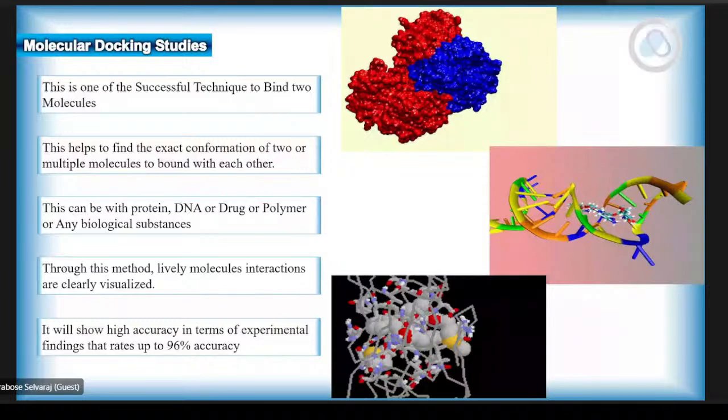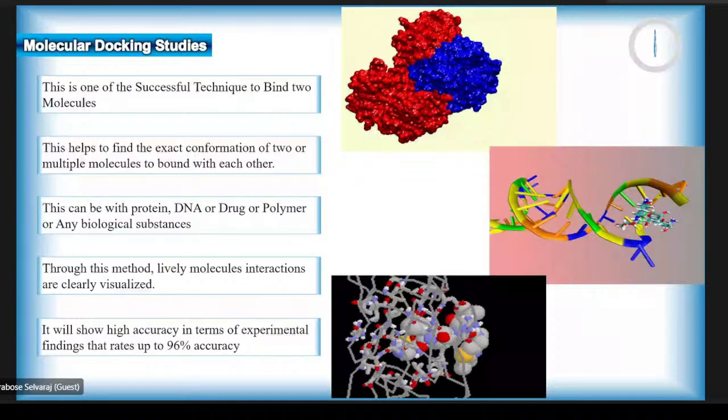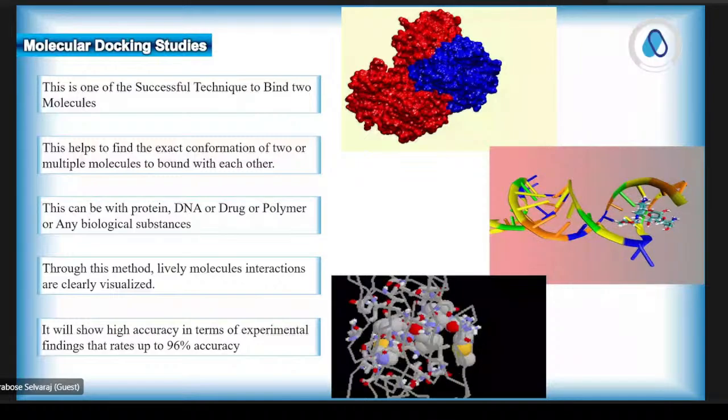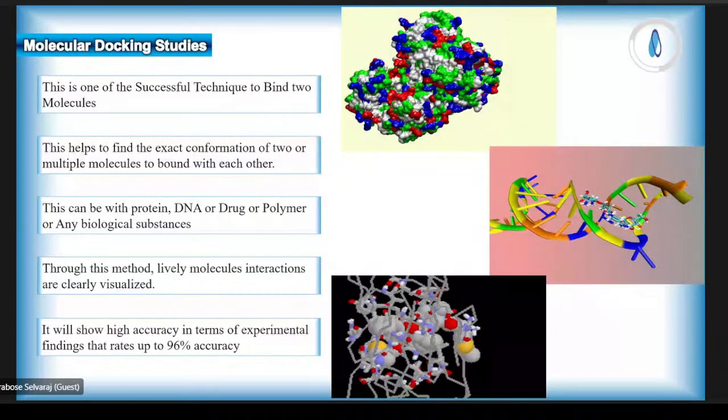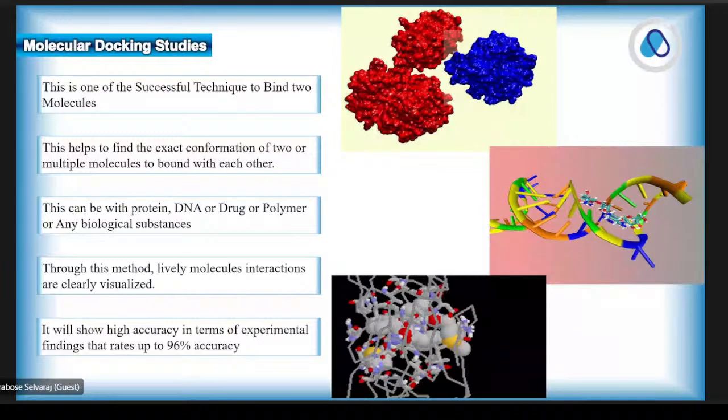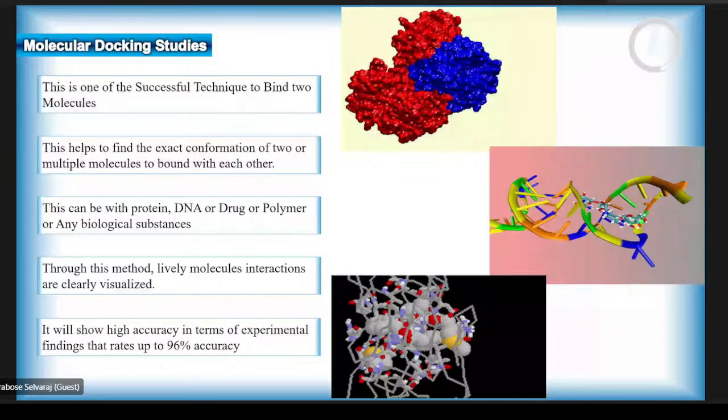Suppose if you want to test millions of compounds experimentally, that would cost huge millions. But with molecular docking, in about 5 or 6 days we can screen all the millions of molecules against one single protein, and we can find out, okay, this is the molecule which we are going to test experimentally. So this is a molecular docking study.